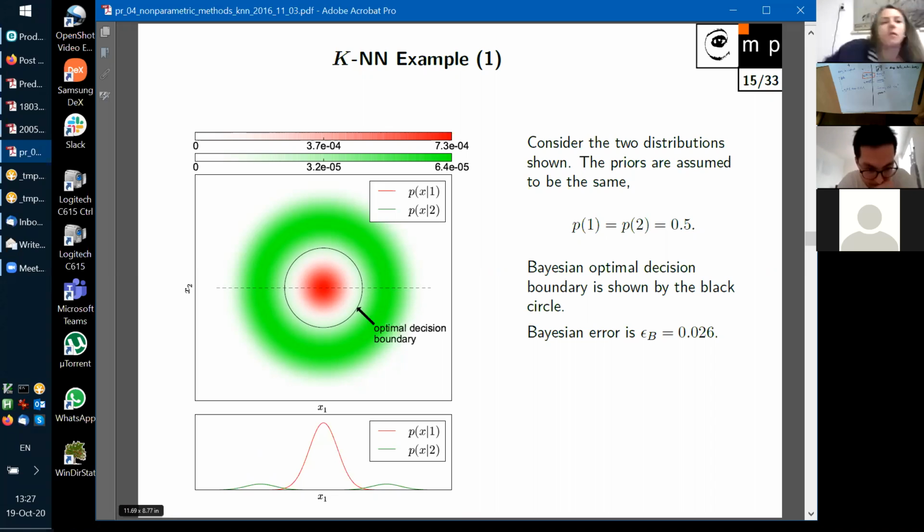So if you get a sample from the overlapping region, it's impossible to know whether it's green or red, and some error is necessary. And we know that for this case, where we have the same a priori probability, we can go for the maximum of these two curves, which are conditional probabilities for the second and first class, which are now proportional to the a posteriori probabilities. So the error of the optimal classifier is always the minimum of the two curves, and it's 2.6%.